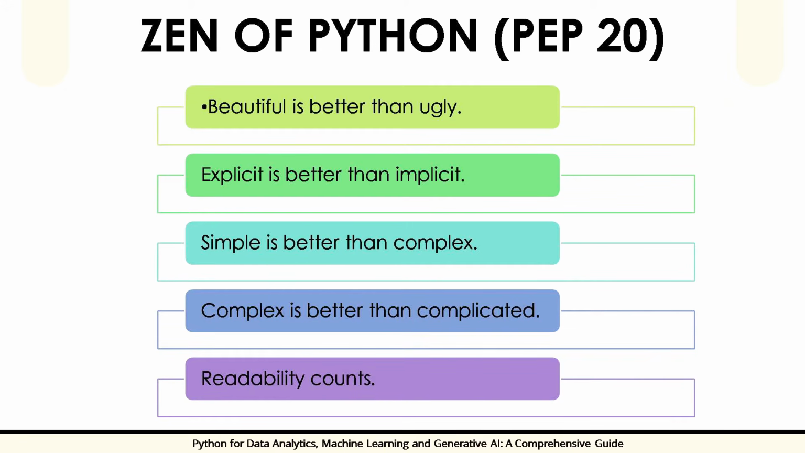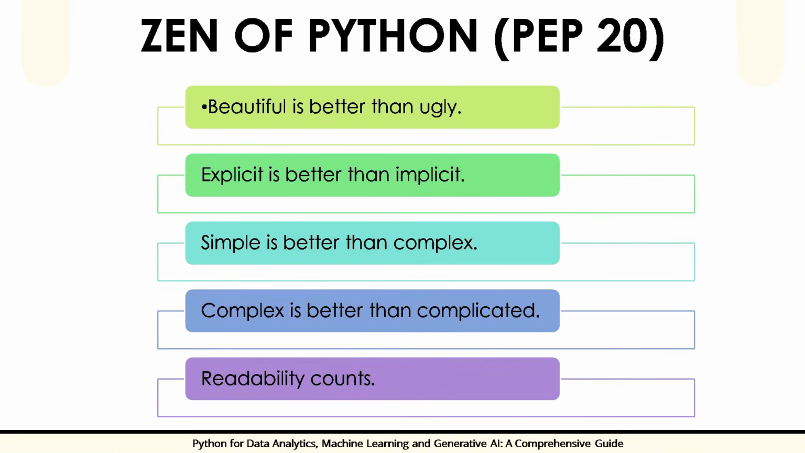Some famous lines from the Zen of Python include, "Beautiful is better than ugly," meaning code should look neat and organized, not messy. "Explicit is better than implicit," reminds us to write code that is clear, leaving no confusion about what it does. "Simple is better than complex," encourages us to keep solutions easy to understand. But when things get difficult, complex is better than complicated. Use complexity only when necessary, but avoid making it confusing.